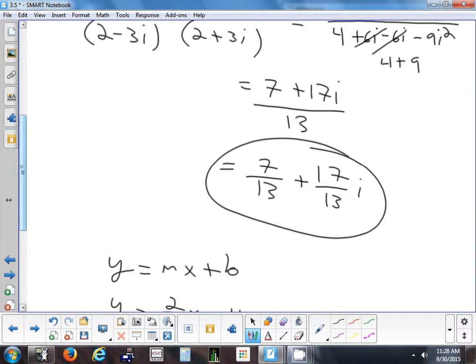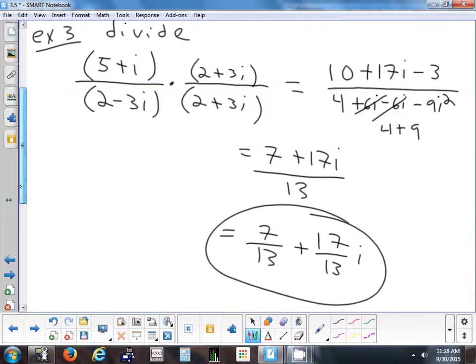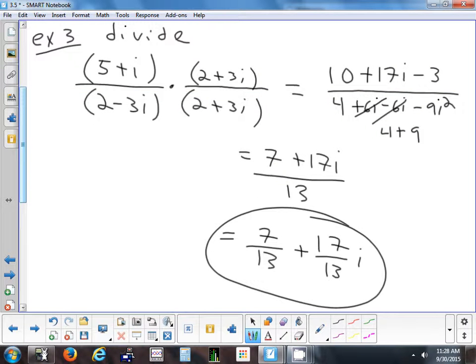Just make sure if you see this on the test, you know it's the same thing as putting the I right after 17. Don't put it in the bottom. That would be wrong. Okay, any other questions on division?